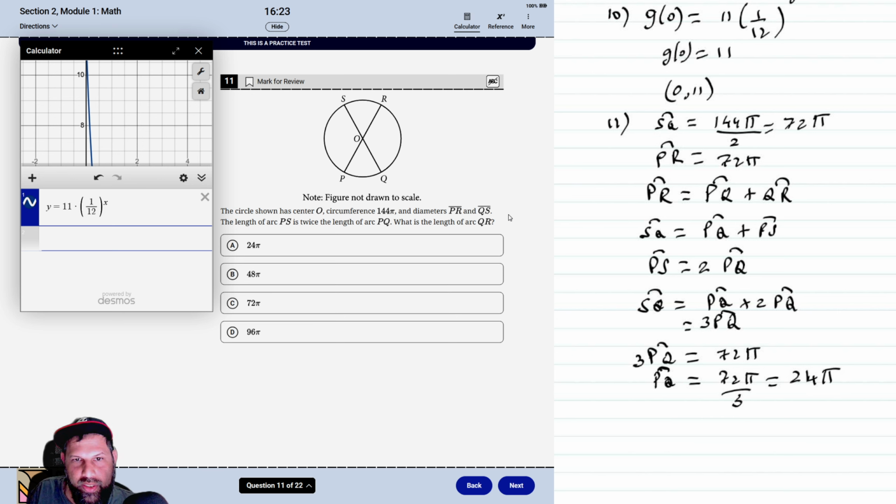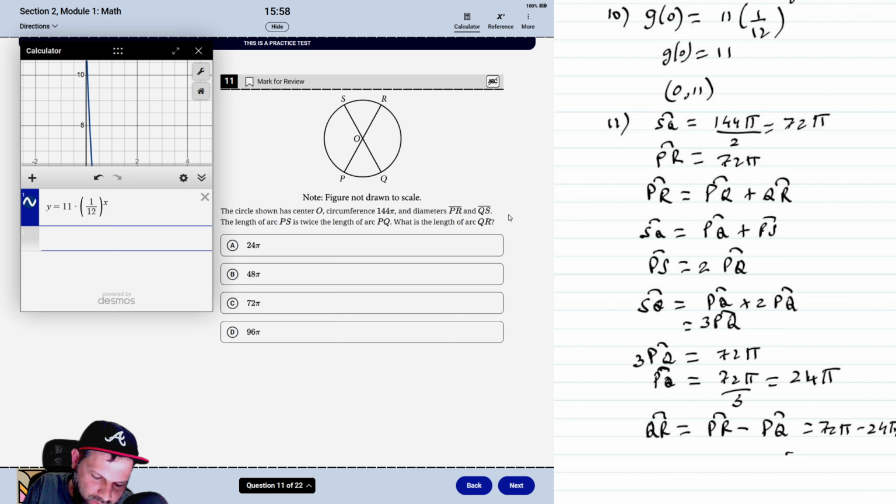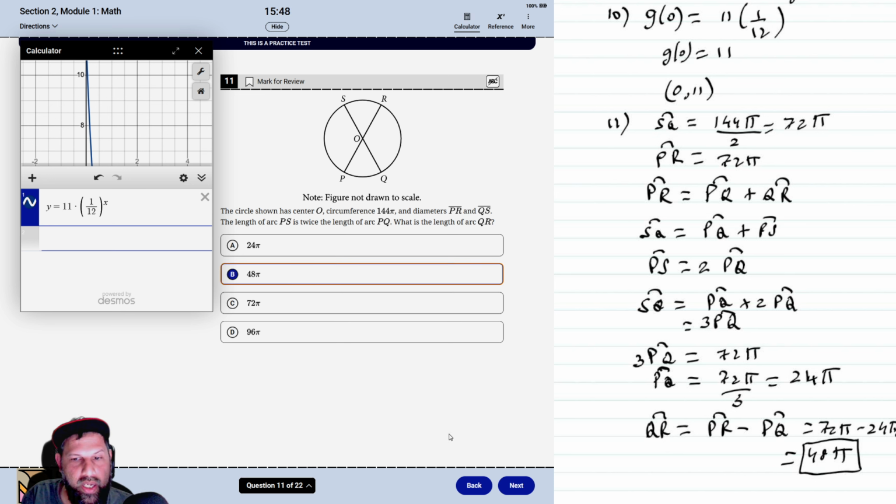Okay, so PQ is 24 pi, and we know that PR is 72 pi also. So QR is going to be equal to PR minus PQ, which is going to be 72 pi minus 24 pi, okay, which is going to be equal to 48 pi. Okay, so the length of arc QR is going to be 48 pi.